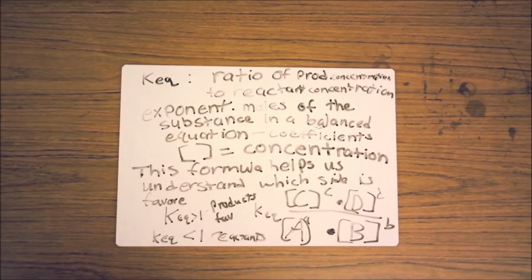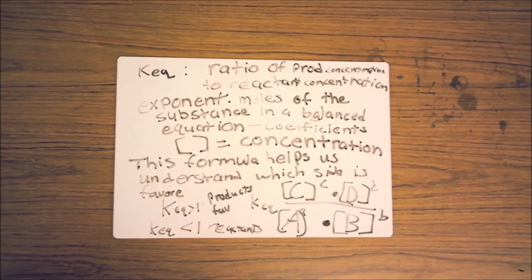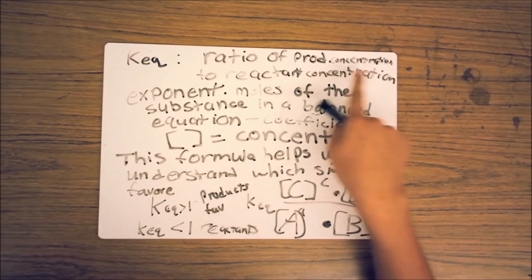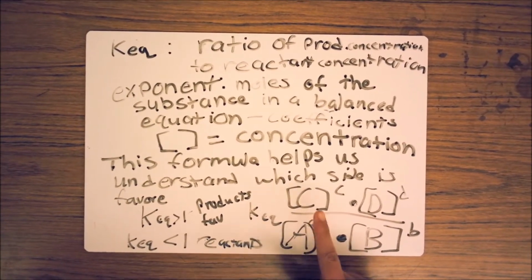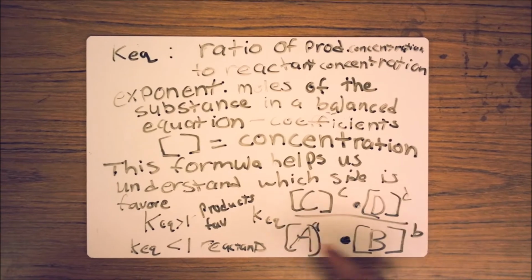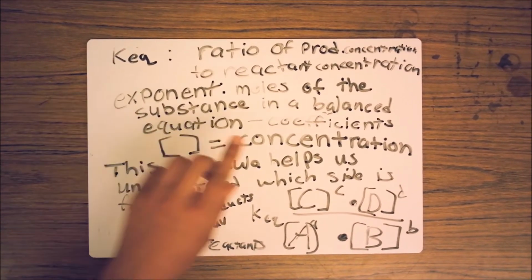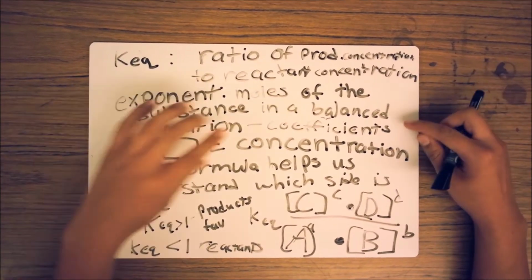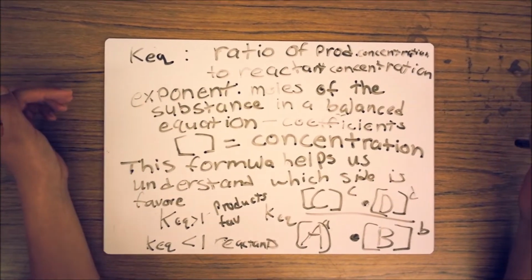Hey Teddy, how do you know whether the products or reactants are favored in a reaction? I use the equilibrium constant, which is the ratio of product concentration to reactant concentration. What are the brackets for? The brackets indicate the concentration of the products. Okay. The exponents are the moles of the substance. They're the coefficients in a balanced chemical equation.